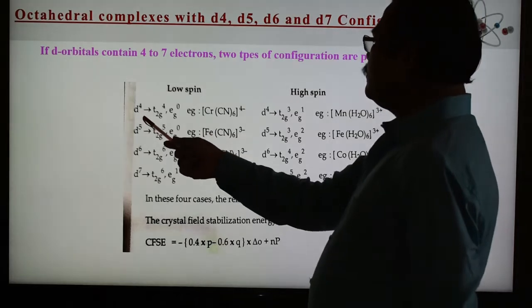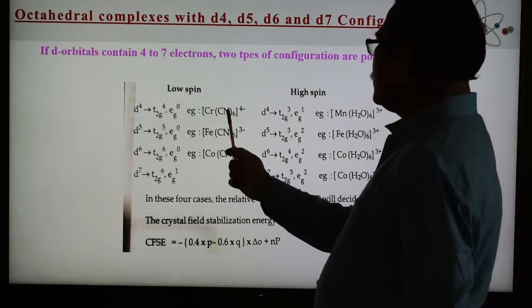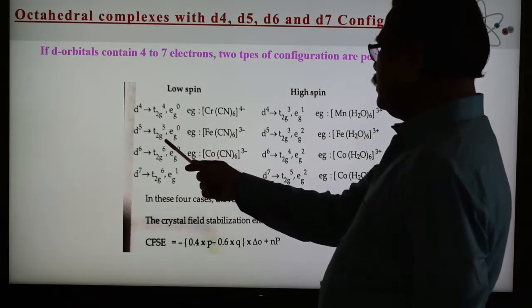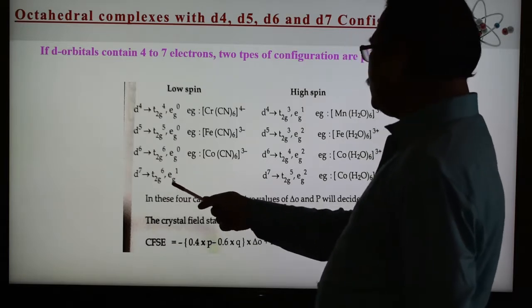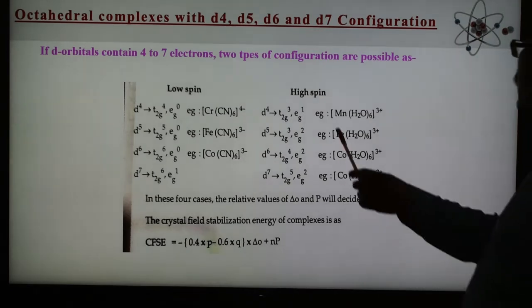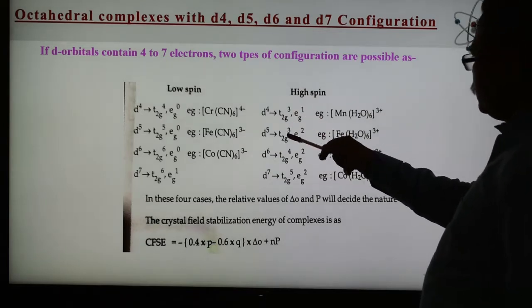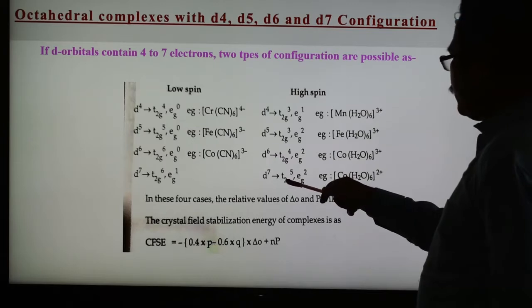So this is the configuration of d4, t2g4 eg0, and an example is hexacyanochromium 4-, and here d5 t2g5 eg0, d6 t2g6 eg0, in case of d7 t2g6 eg1. So these are the configurations in the low spin state of d4 to d7, and in case of high spin they have t2g3 eg1, t2g3 eg2, then t2g4 eg2, t2g5 eg2.